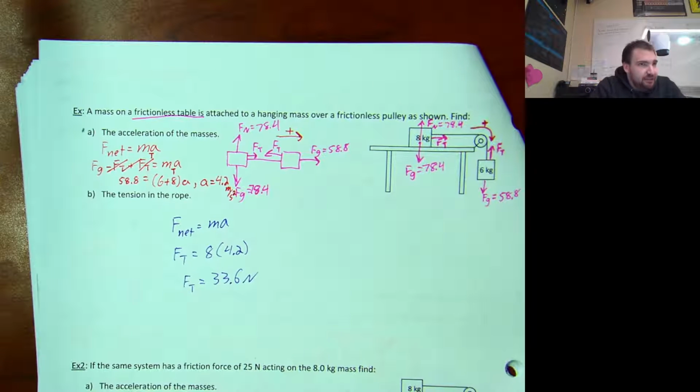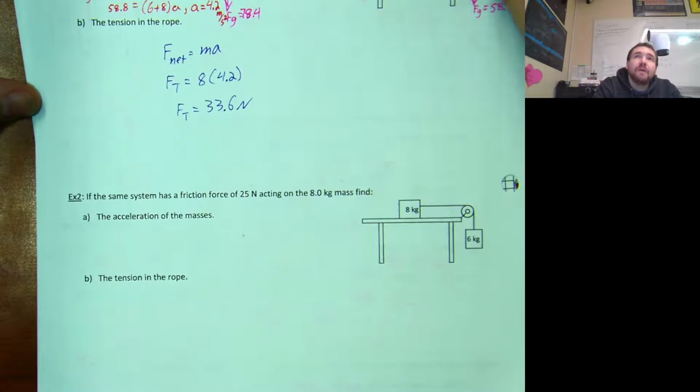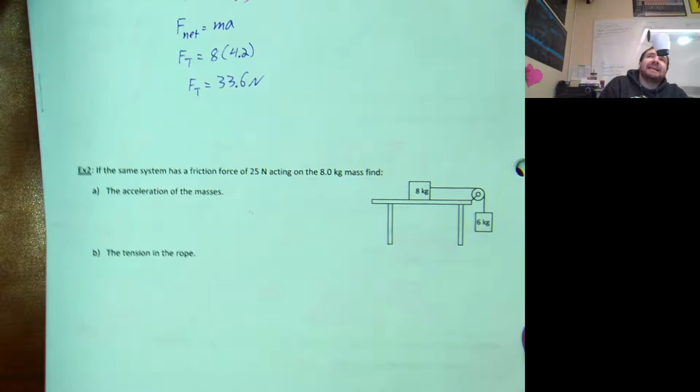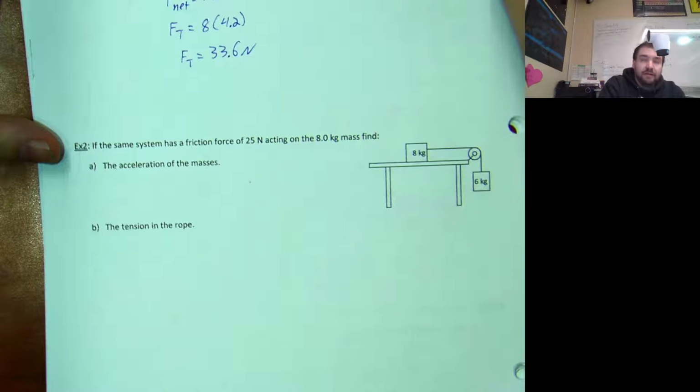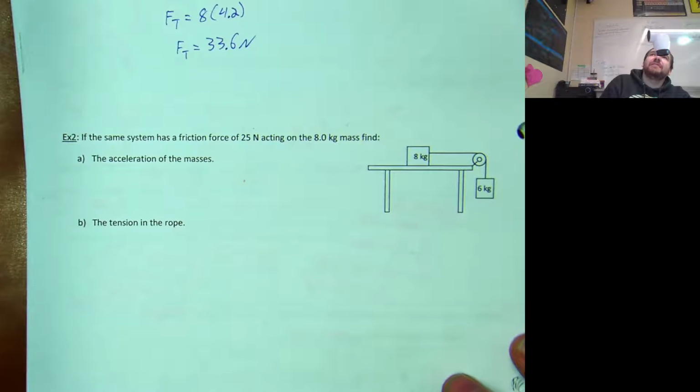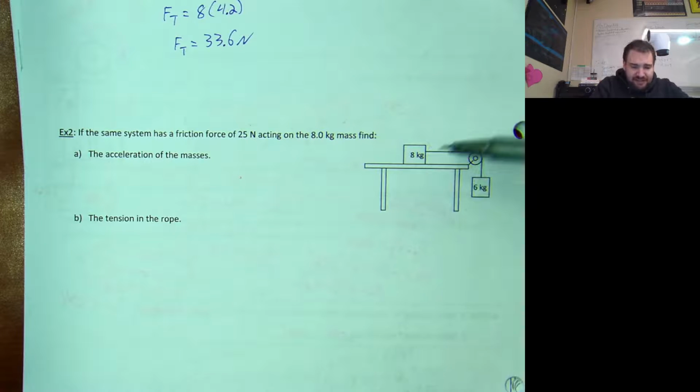So assuming a frictionless table, that's what we've got, but we know tables aren't frictionless. So let's analyze the same thing again using friction this time. The masses are the same. This is the same setup, except the only difference now is we've added in friction. So how's that going to change?